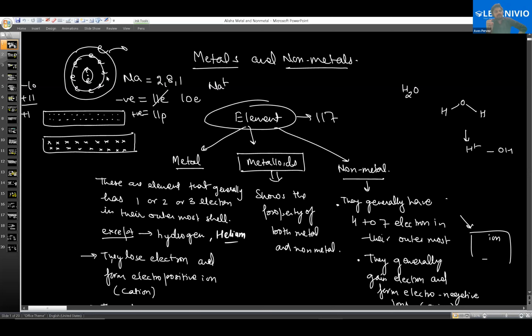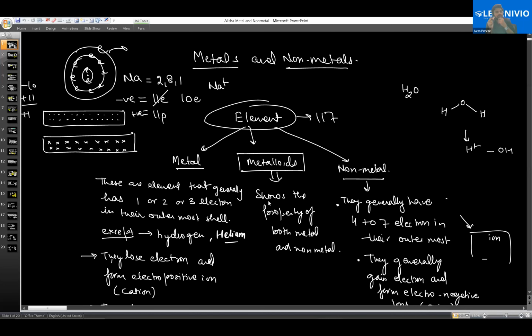If I'm talking about metals and non-metals, metals are those substances that generally have one or two or three electrons in their outermost shell. Non-metals are those substances that have 4 to 7 electrons in their outermost shell. Non-metals generally gain electrons because they need to complete their octet. If they have 5, they need only 3. Why should they lose 5? They should gain 3. If they have 7, they will gain 1, not lose 7.